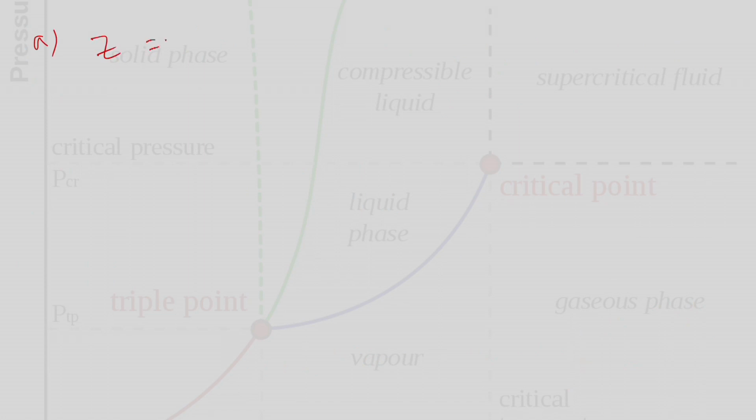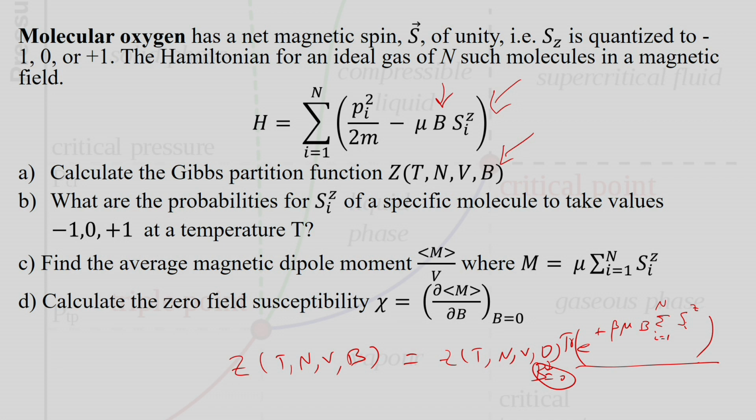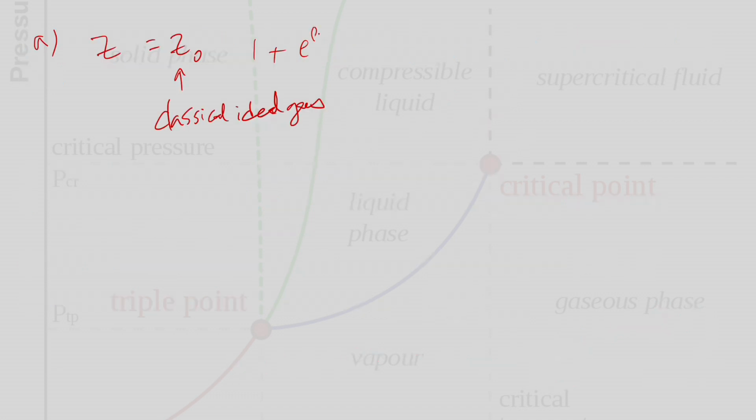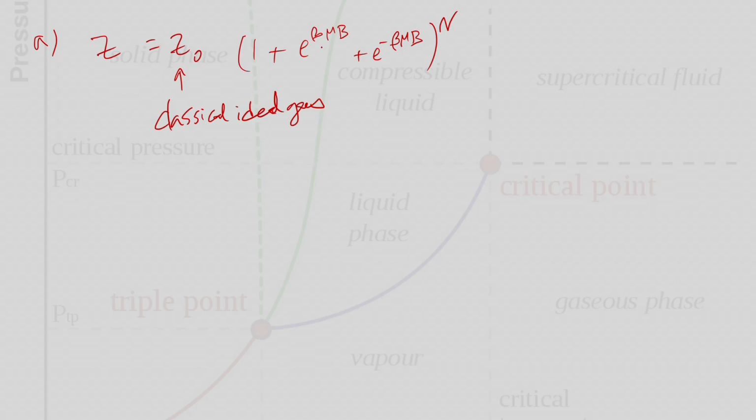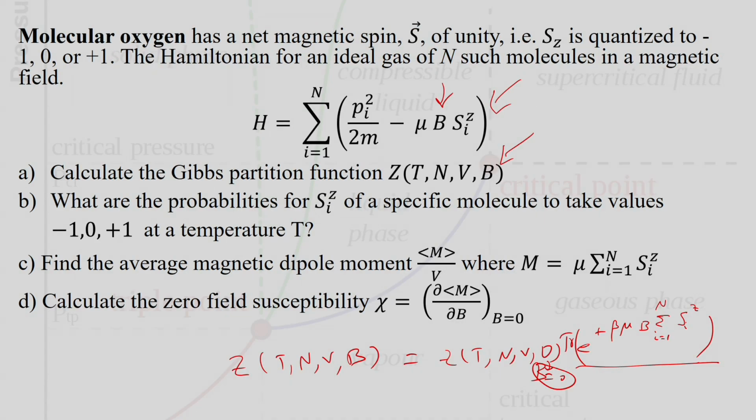What is the answer to that? Z equals Z 0, this is the classical ideal gas, times 1 plus e raised to beta mu B plus e raised to minus beta mu B, raised to the nth power. Okay. Trace means you sum over all the possible values. There can be 3 values: 0, minus 1 or plus 1. When it is 0 it is 1, plus 1 it is this, minus 1 is that. So, this is my answer, and that is my partition function.